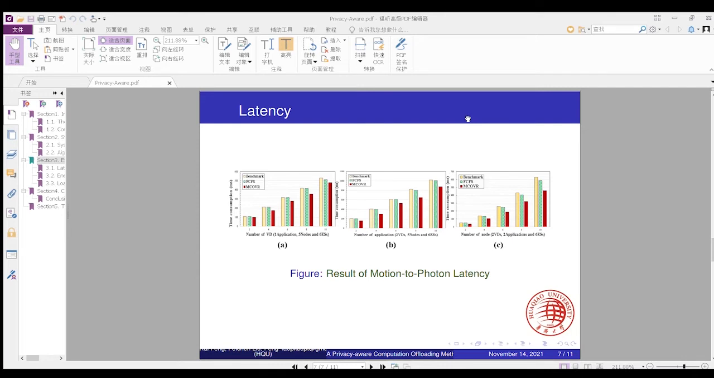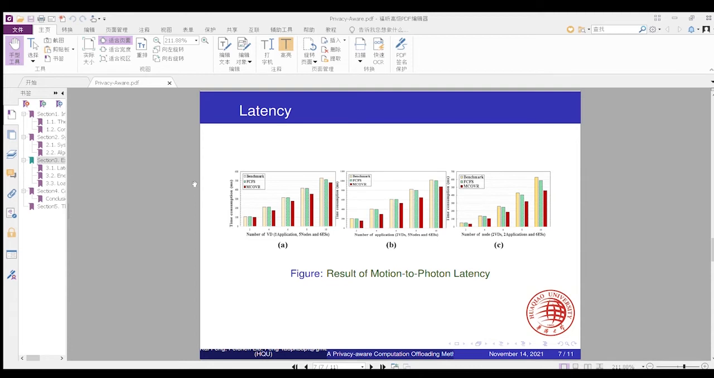In this part, we will present the latency, the energy consumption, and the load balancing of MCOVR. The experiment is very important for these MCOVR methods. Firstly is latency. Latency means motion-to-photon latency. In these figures, we can see the result of motion-to-photon latency between three methods.